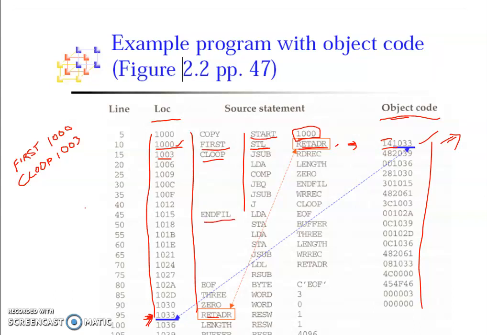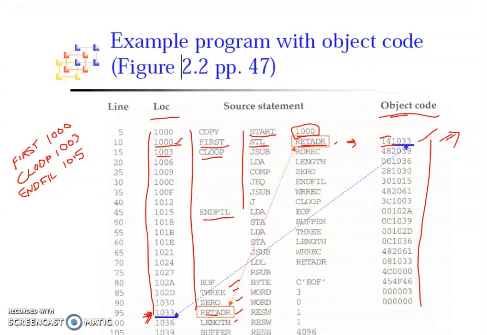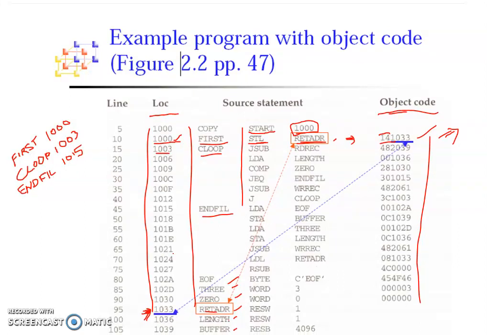The next is ENDFIL, it will be having the address 1050. Similar is the case with EOF, THREE, ZERO, RETADR, LENGTH, BUFFER. In this case, the corresponding address values will be stored in the SymTab.